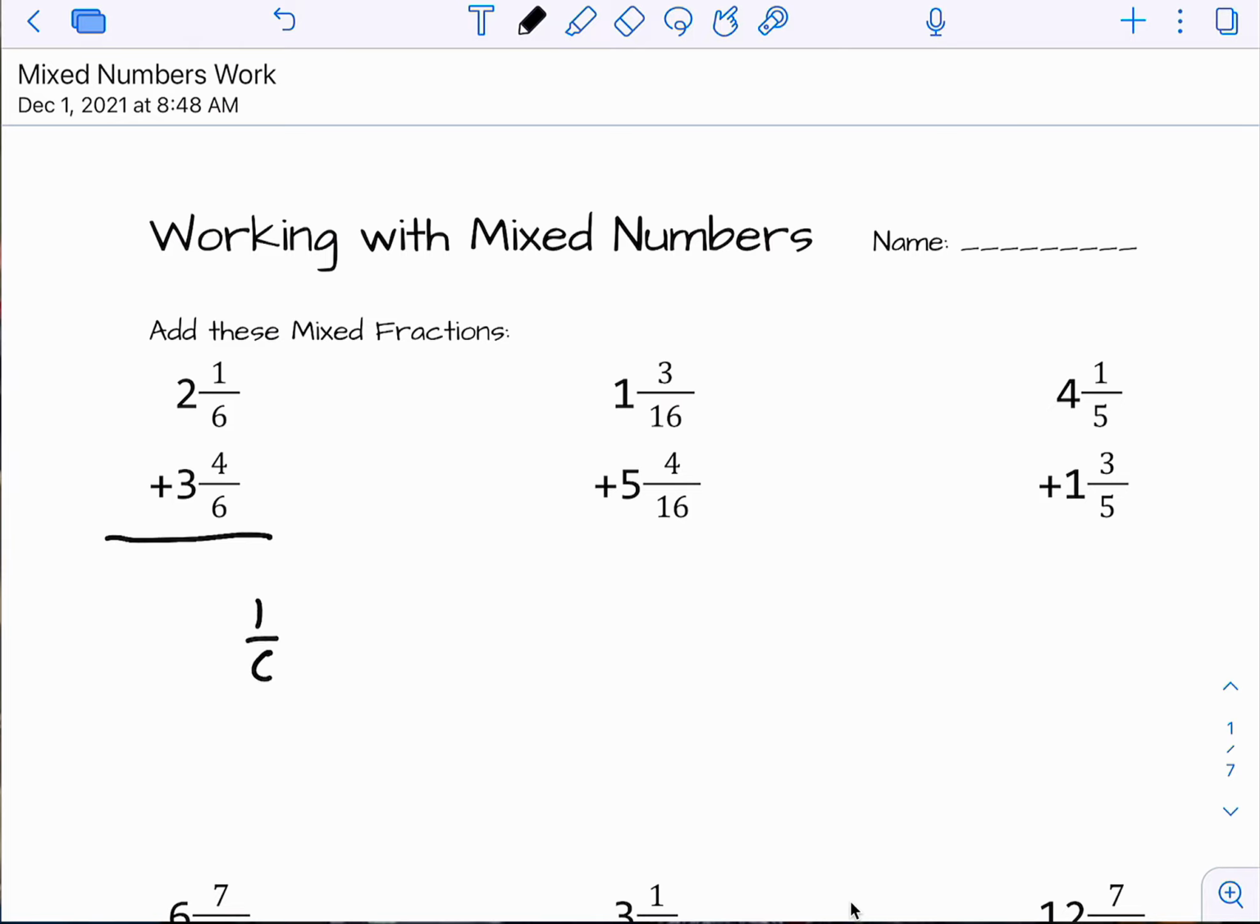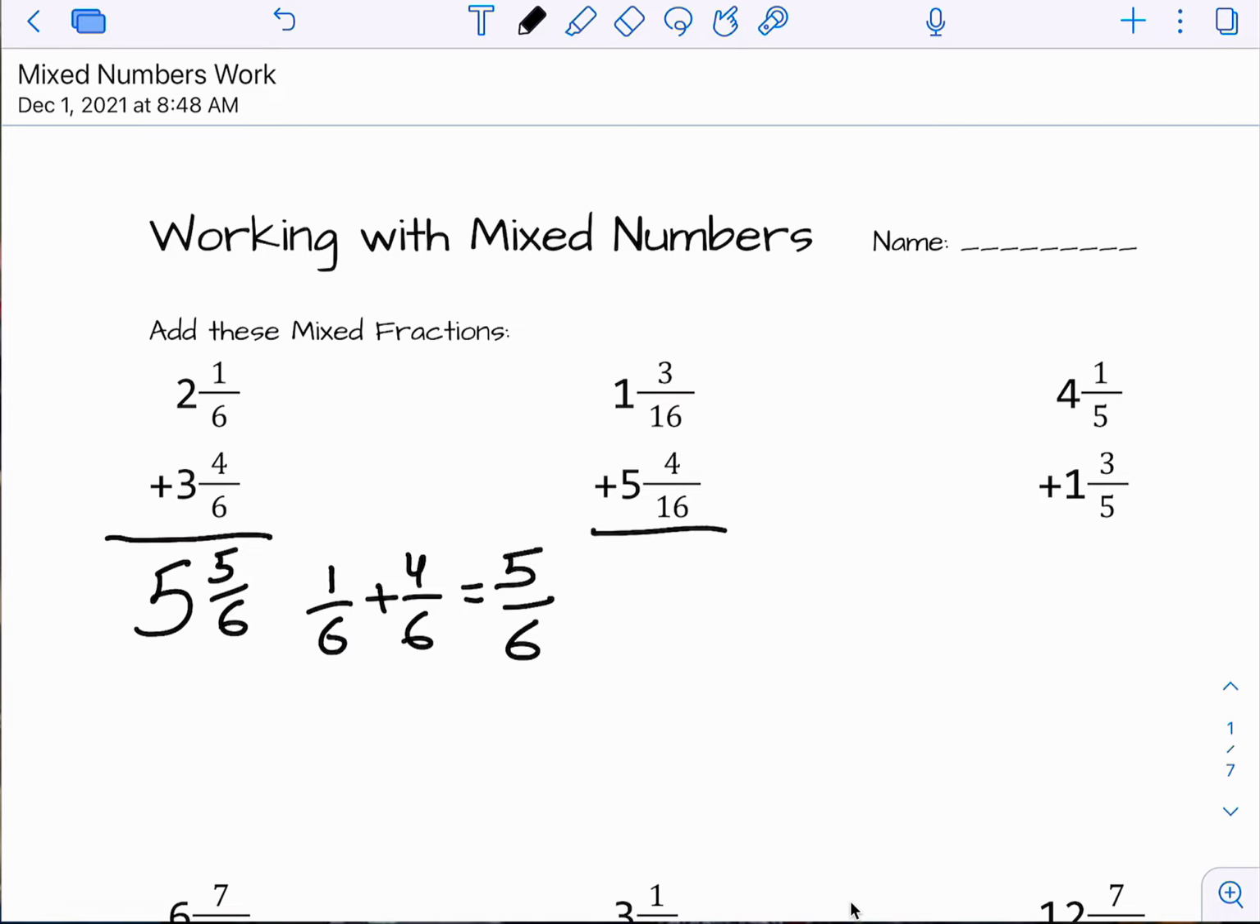If this was 1/6 plus 4/6, I can add them because I have a common denominator. So our first step again when we're adding mixed numbers is look for a common denominator. I have 6 and 6. If the stack confuses you, there's nothing wrong with writing it out: 1 plus 4 over 6. Now you know that that's 5 over 6. So 5 over 6 is my fraction. And now that I'm done with the fractions, I can add the whole numbers. 3 plus 2 is 5.